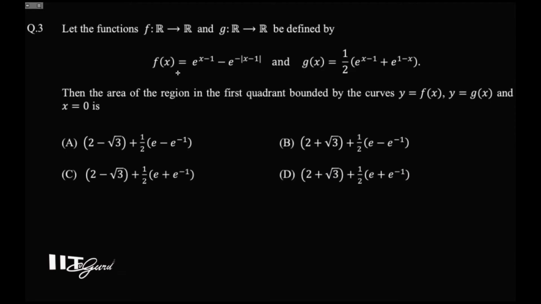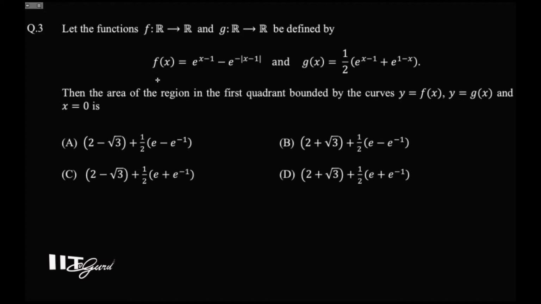Question number 3. There are two functions given over here, and you have to find the bounded area. Also, we have to consider this in the first quadrant. These values are given in the options. So analyze this f(x) and g(x). You see here there is a mod.